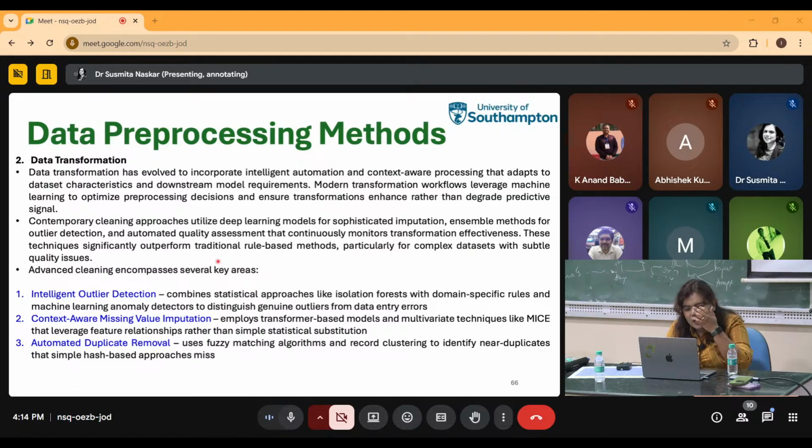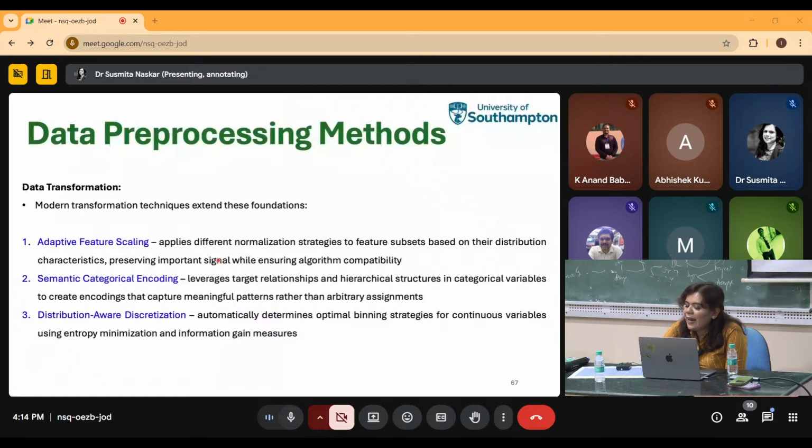And then comes another important factor. Continuing with data transformation, we can see how modern techniques extend the foundation we have already covered. These methods aim to make pre-processing more intelligent and better aligned with the structure of the data. One of the important ones is adaptive feature scaling. Instead of applying a single scaling method across the entire dataset, adaptive feature scaling tailors the normalization strategy to each feature subset, okay? This preserves the important signals in the data while ensuring compatibility with the algorithm we plan to use. So that's adaptive feature scaling.